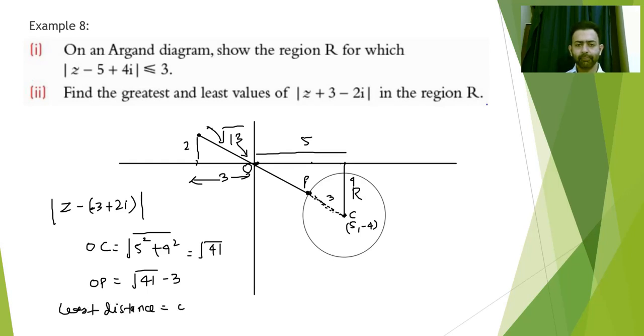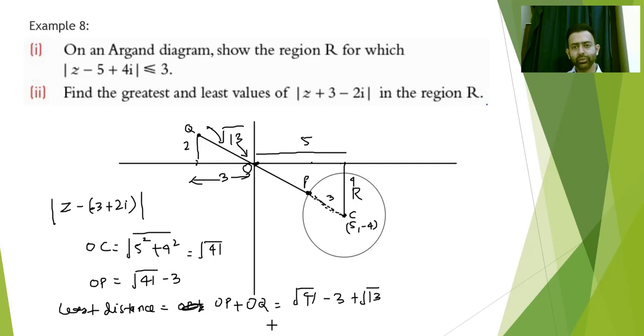And the least distance, you can write, is OP plus, let us say this point is Q, OQ. OP plus OQ, right? So root 41 minus 3 plus OQ, which is root 13, right? So root 41 plus root 13 minus 3. This is the exact value of the least value, right?